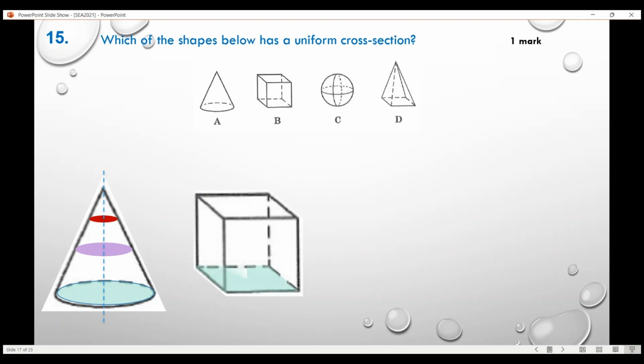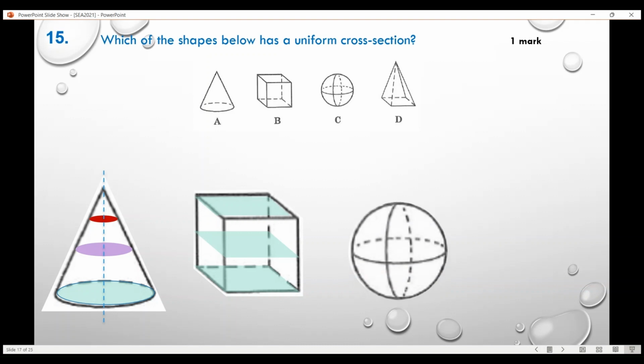And at the base, it gives us a rectangle. If we took a cut in the middle of it, we would still get a rectangle of the same size. And if we looked at the top of it, we'd still get a rectangle of the same size. So it's the same shape and same size maintained throughout. So this has uniform cross section.